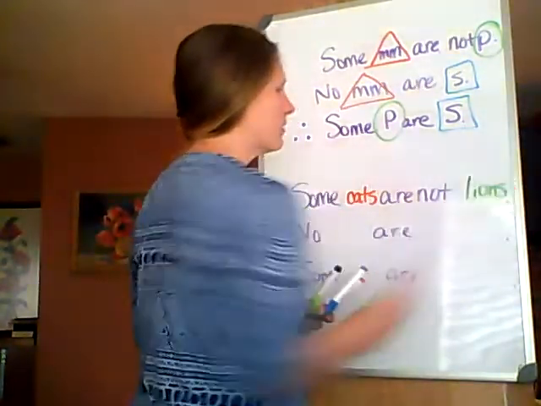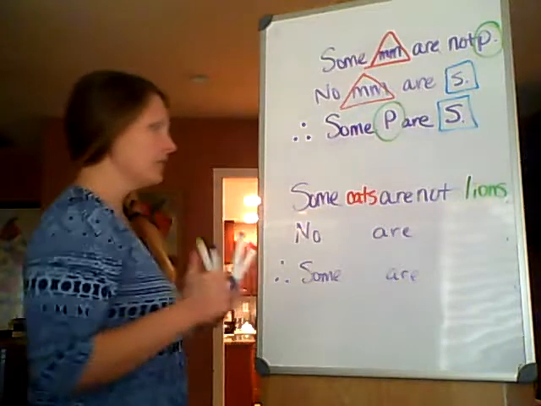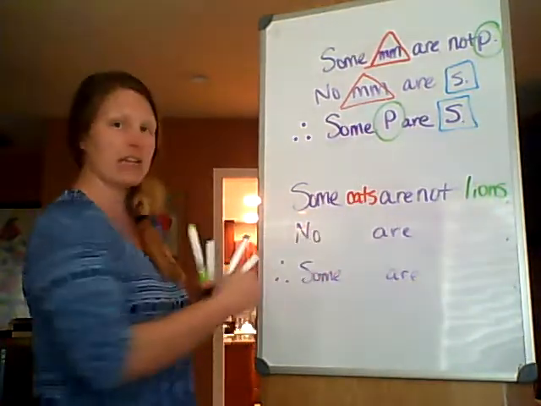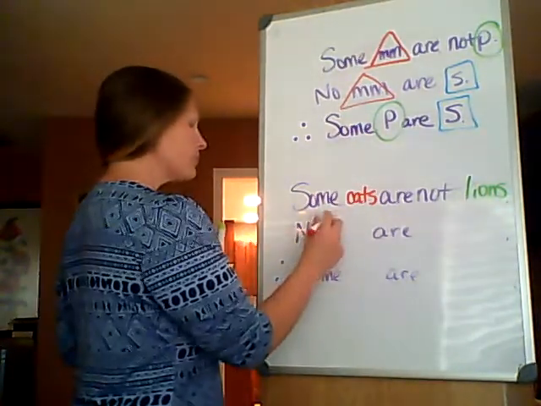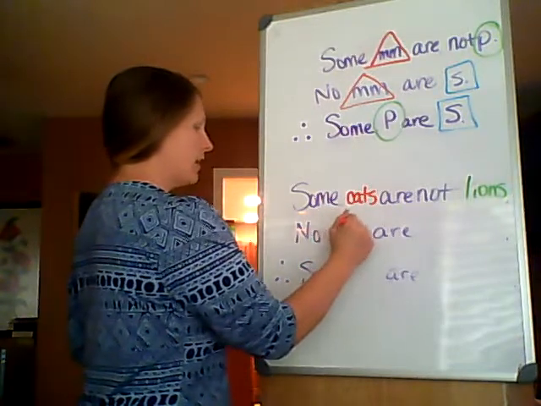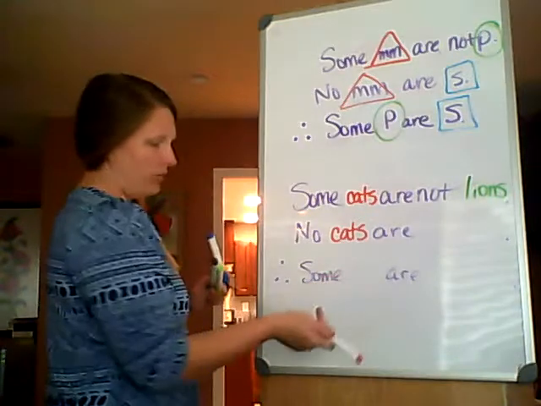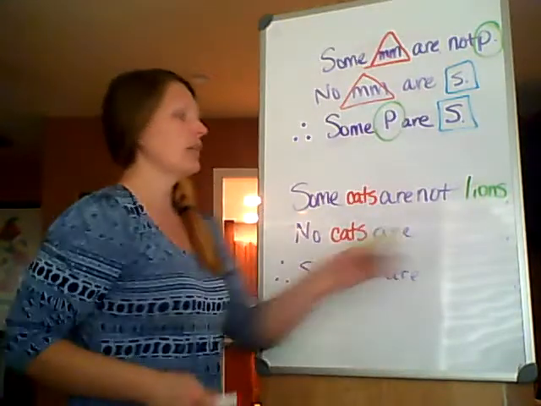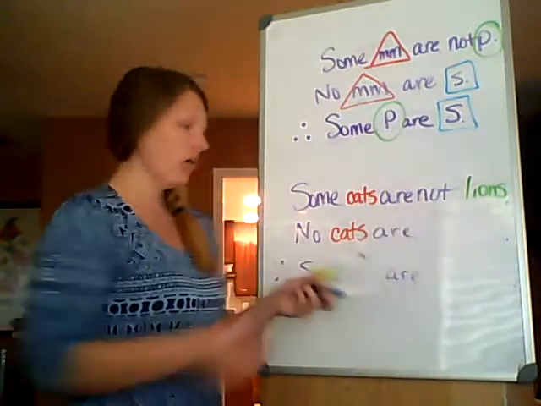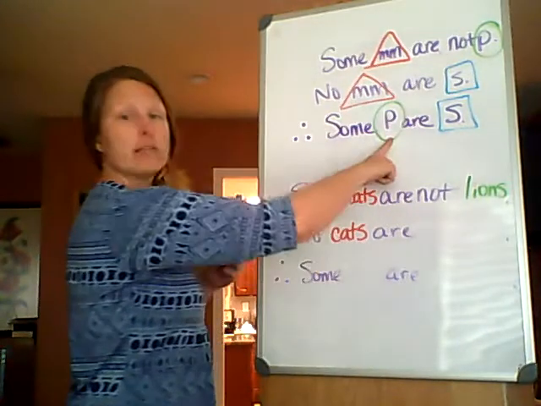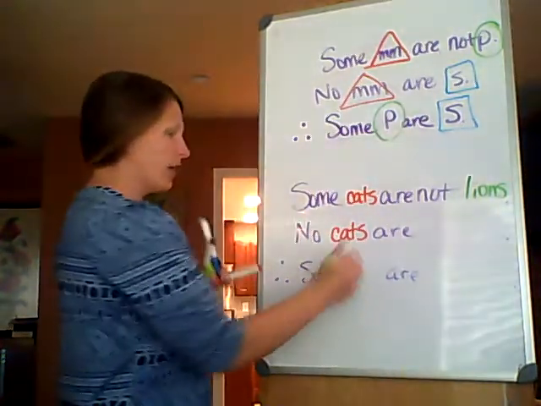It's pretty obviously true. Okay, now since I put cats right there, I need to make sure that cats goes right there too. Now, I'm going to say no cats are blank. Now, I don't know what to put there yet, but I do know that this green word right here also shows up down here in my conclusion. So I need to make sure I copy that down.